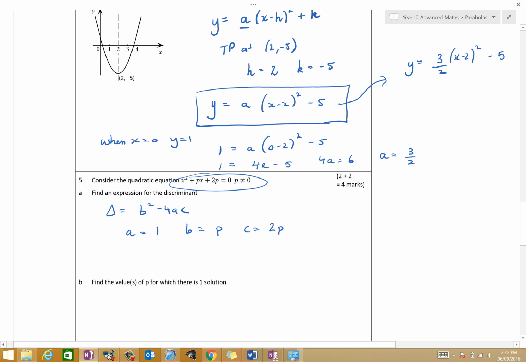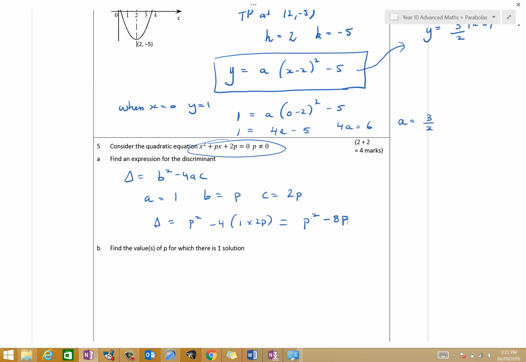Now, the discriminant is equal to b², which is p² in this case, minus 4 times a times c, which is 1 times 2p. So it's p² - 8p. That's our discriminant in terms of p. Find the values of p for which there's one solution. What does the discriminant equal for one solution? 0. So we're saying that p² - 8p is equal to 0. That's for one solution because that's our rule. We learnt that last time.